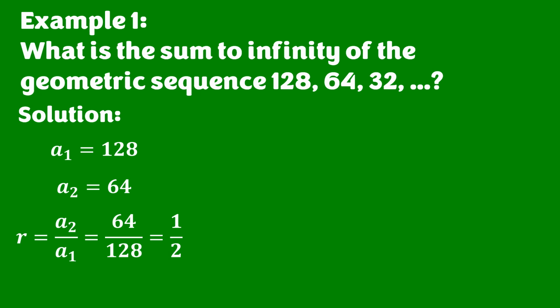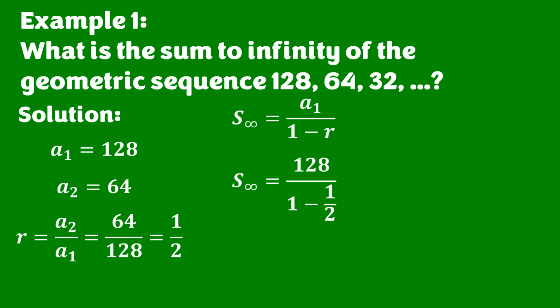So since the value of r is greater than 0 but less than 1, and we were asked to determine the sum to infinity, we're going to use the formula s sub infinity is equal to a sub 1 all over 1 minus r. So we're going to substitute the value of a sub 1 and r in the formula. So we have s sub infinity is equal to 128, that is the value of a sub 1, all over 1 minus the value of r, which is 1/2.